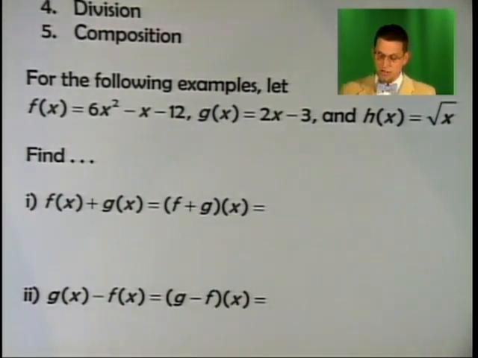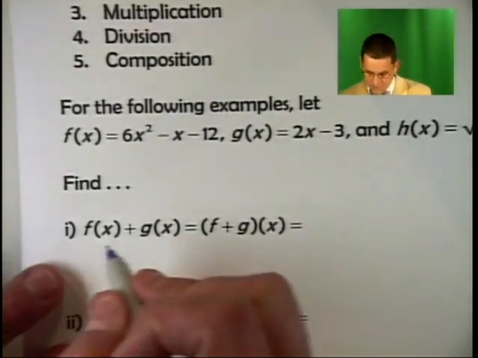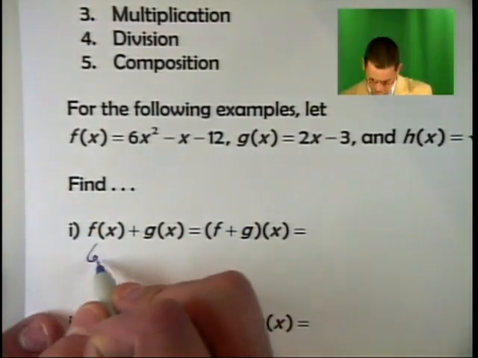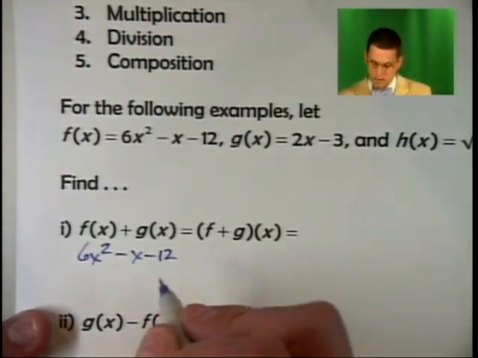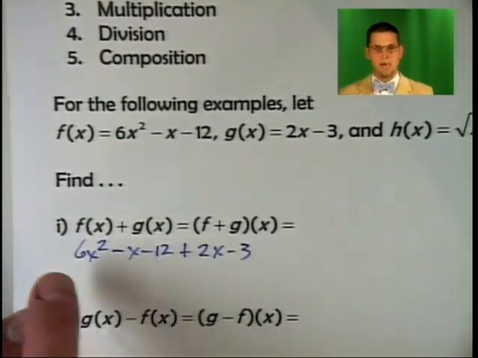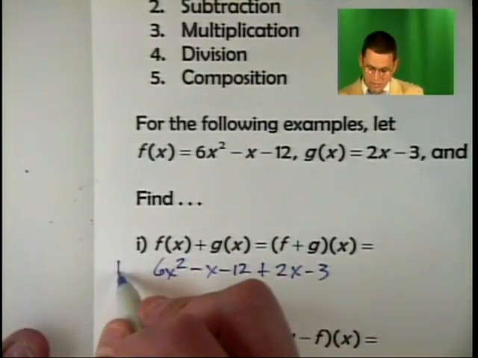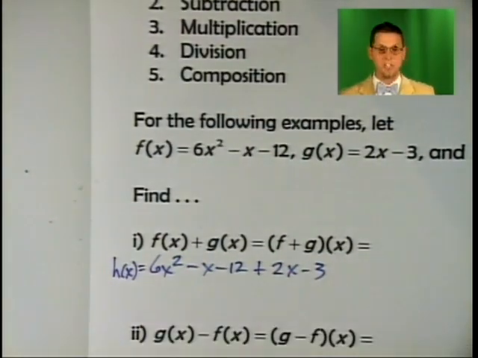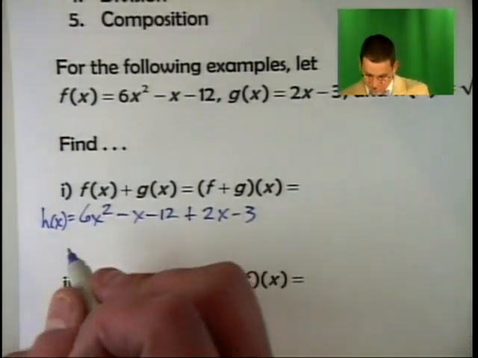Now, there's several ways to do this. We could do it horizontally, which is probably the preferable way if you're going to climb the ladder in mathematics. I'm going to go ahead and write down f of x from up here, 6x squared minus x minus 12. And to that, we're adding g of x, which is 2x minus 3. Now, we technically have a brand new equation. If you want, you can call that h of x. It's a brand new function combined from the other two. But we also want to combine like terms and simplify it.